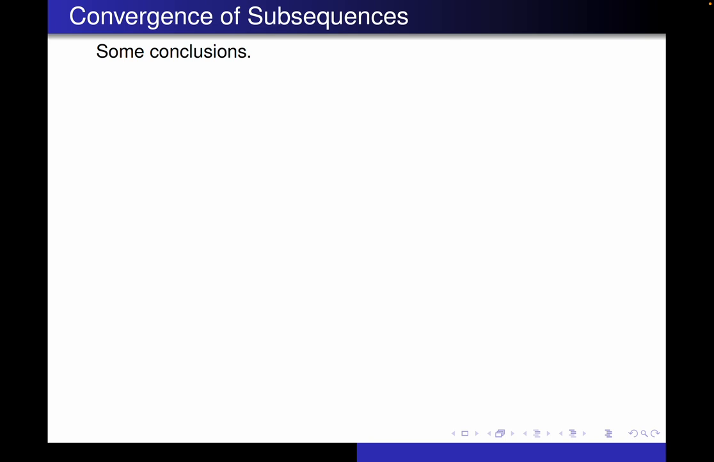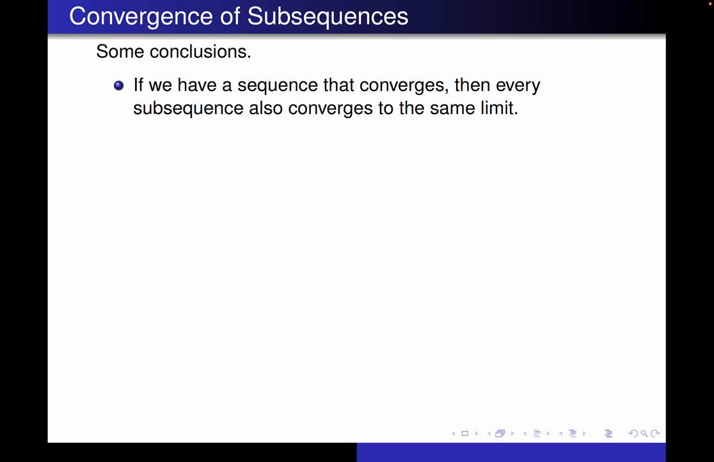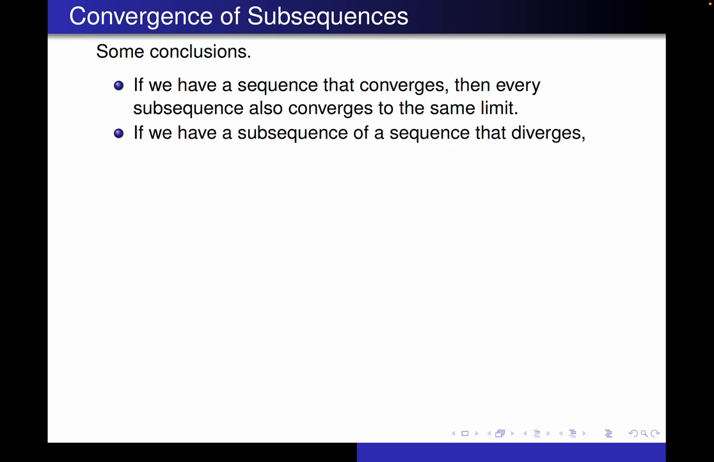All right, so some conclusions. If we have a sequence that converges, that means all its subsequences have to converge as well. If we take the contrapositive of that, if we have a subsequence of a larger sequence that diverges, that means the larger sequence must diverge as well.